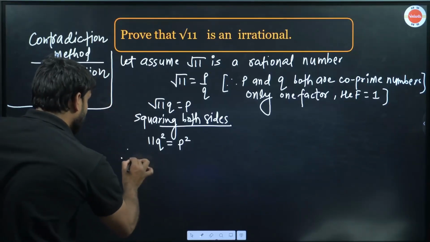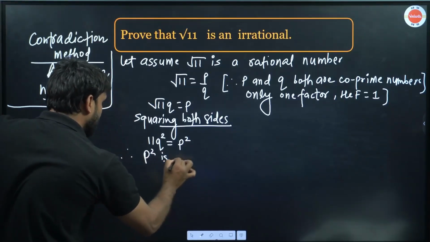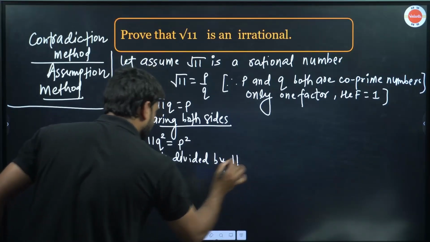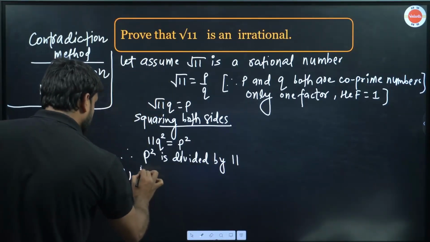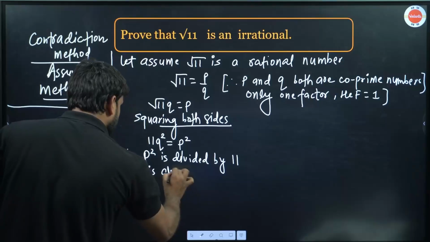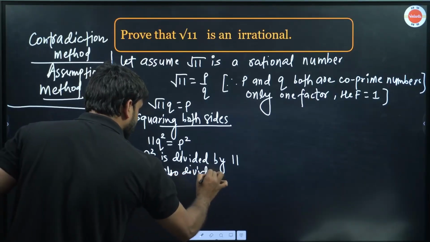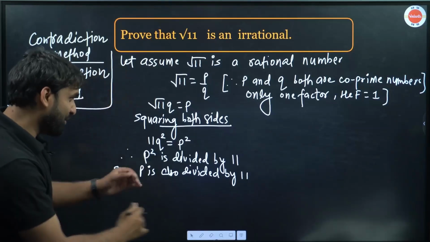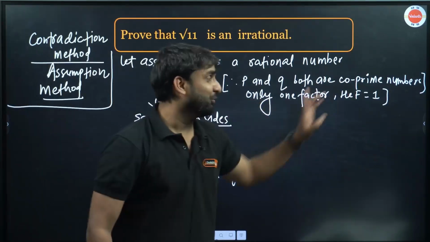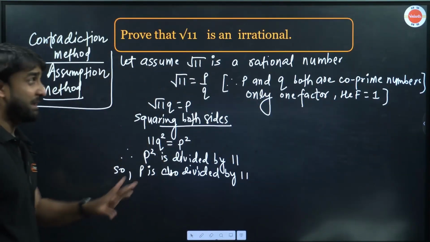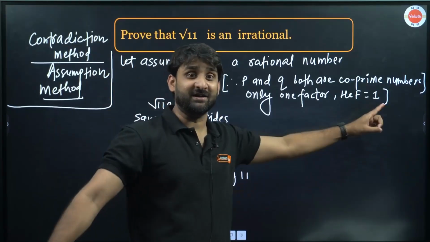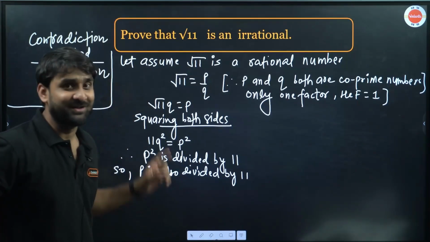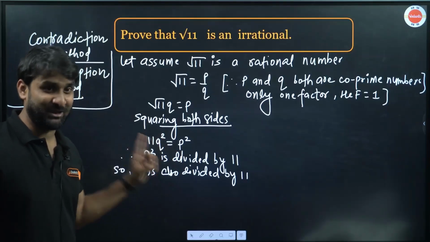So here p square is divided by 11. So we can write here p is also divisible by 11. It shows that some contradiction has occurred, because p and q both are co-prime numbers, so there will be no factor other than 1. But here what we have proved, oh my god, p is divisible by 11. Something is wrong here.